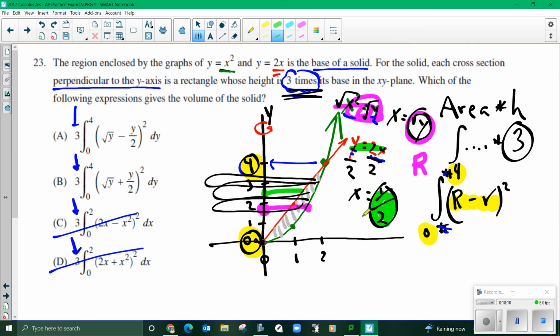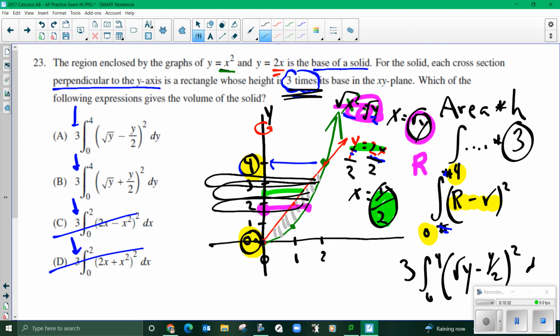Okay, does that make sense? So when I rewrite this, I have my 3 on the outside. I have my integration from 0 to 4. I have my big equation, which is the square root of y minus y over 2, and I have to square that, and I get to say dy, because I'm using y variables. There you go. And it's subtraction. It is not addition. That's the difference. Okay, you need to subtract them.